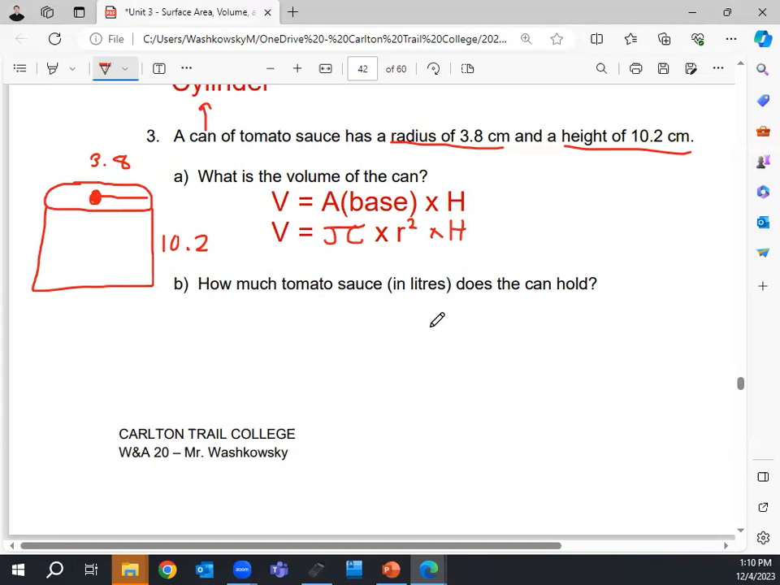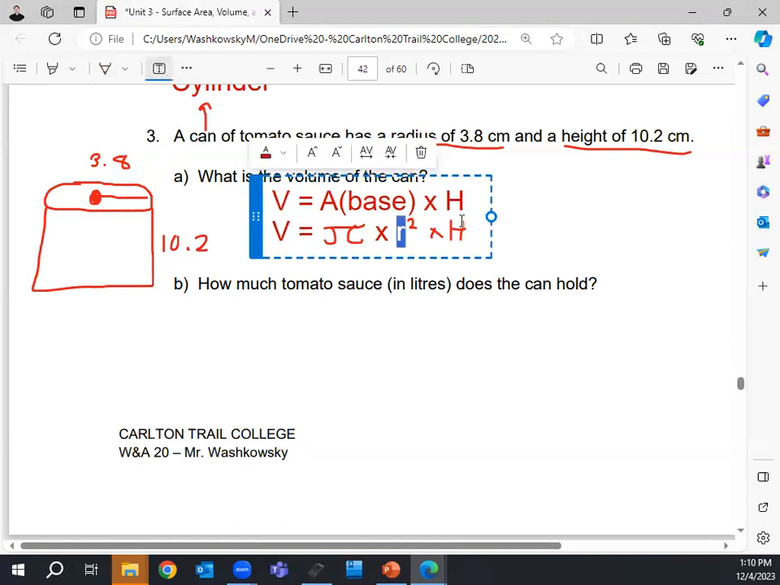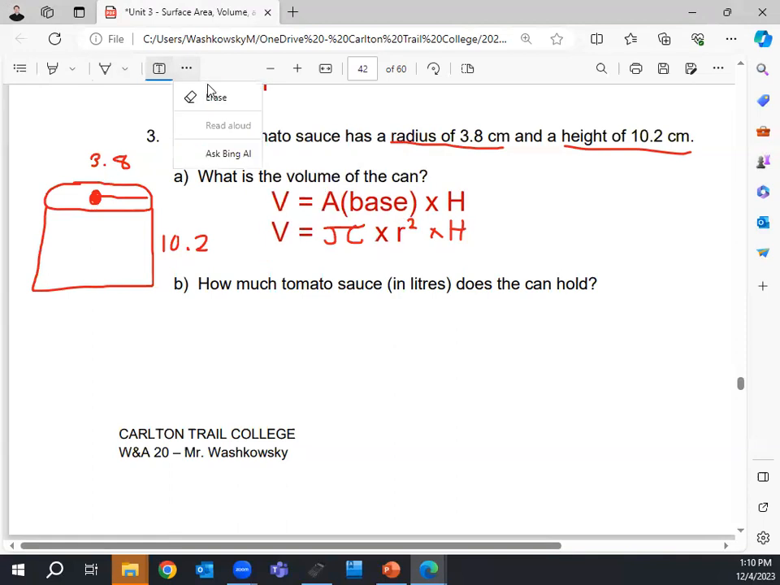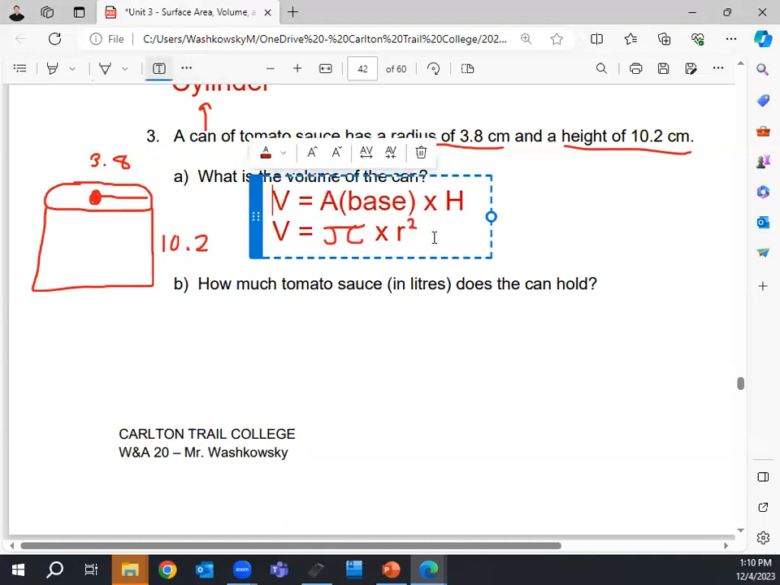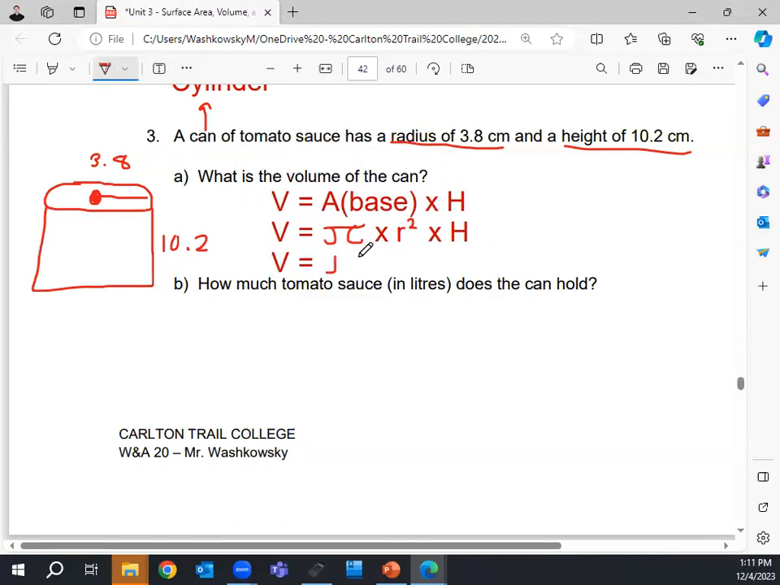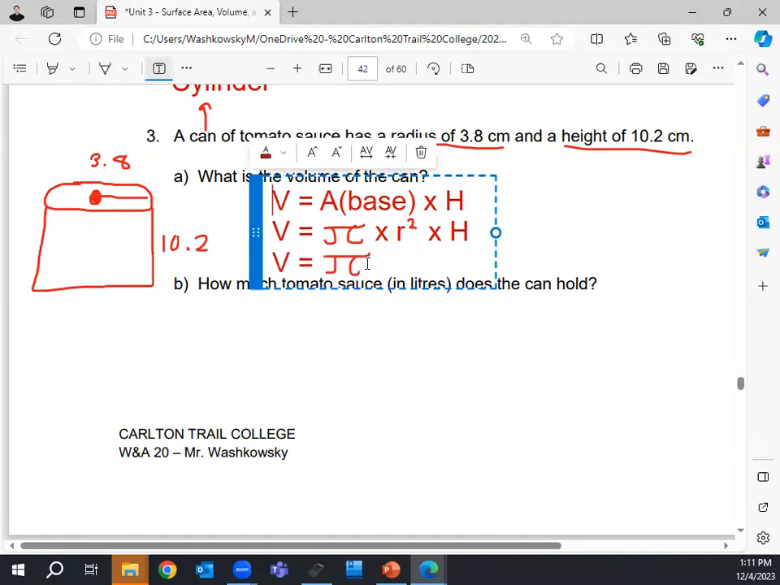So you always have to think, what is the shape that's the base of my object? And then you just plug that in there. So now all of a sudden I have all the stuff. I can make this work. Oh, I didn't mean to do this. I'll just type that in. Oopsies. Times h. All right. So pi is still pi. Your calculator has a number for that.